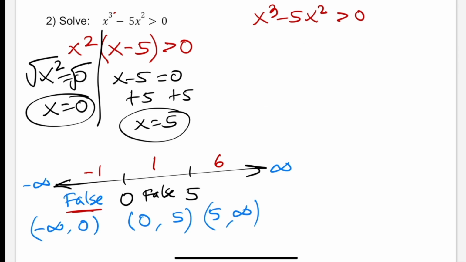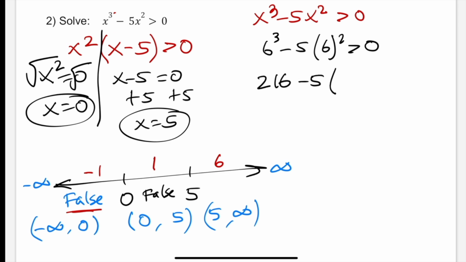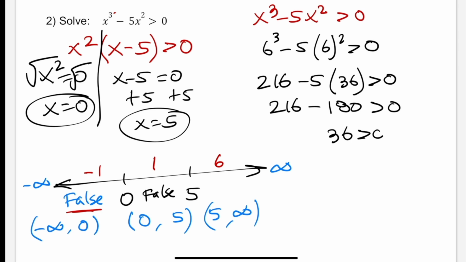Let's try 6. 6 cubed minus 5 times 6 squared. 6 cubed is 216, minus 5 times 6 squared, which is 36. 216 minus 180 gives me 36. Is 36 greater than 0? So this interval is my answer. This is the only one that satisfies my inequality. Okay, it has to be greater than 0, which is any positive number.